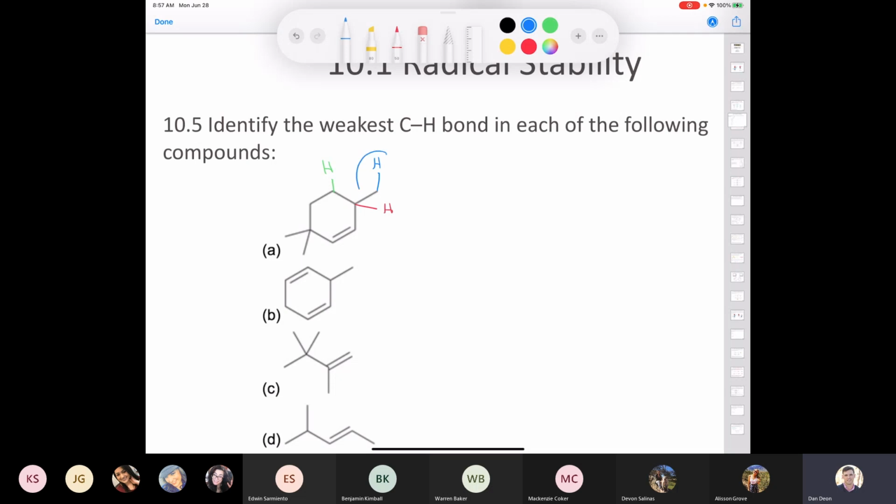If you were to break this bond, homolytically, you'd end up with this. So let's draw what you'd end up with. You'd end up with the double bond here, and then you'd have this radical like that. The problem is this is not allylic, because if this is my double bond, this is an allylic position and this is an allylic position. The radical is not at an allylic position, so this is not resonance stabilized.